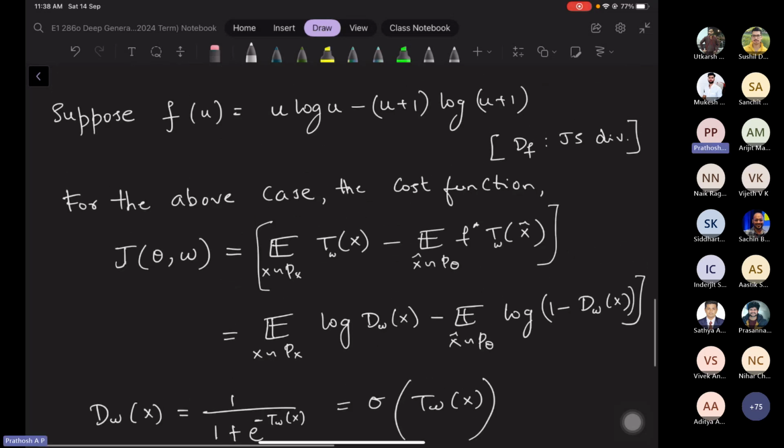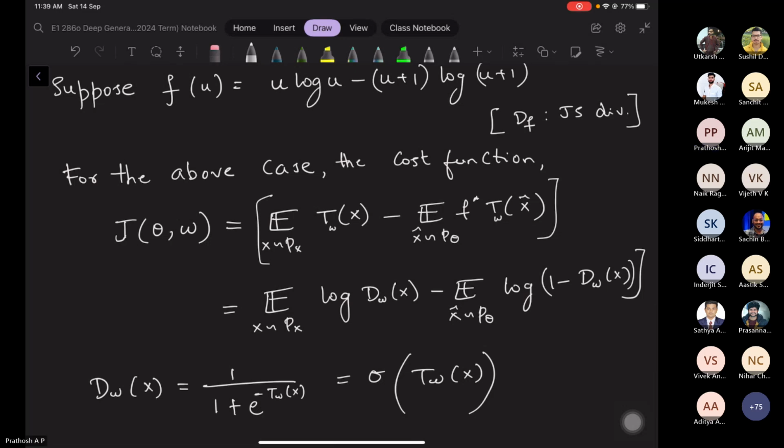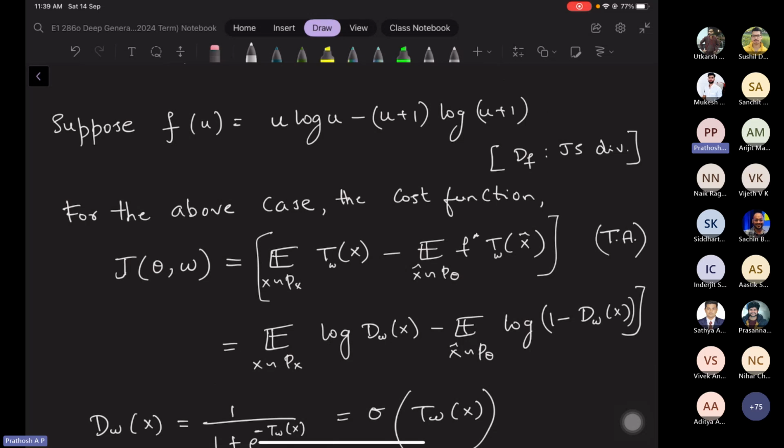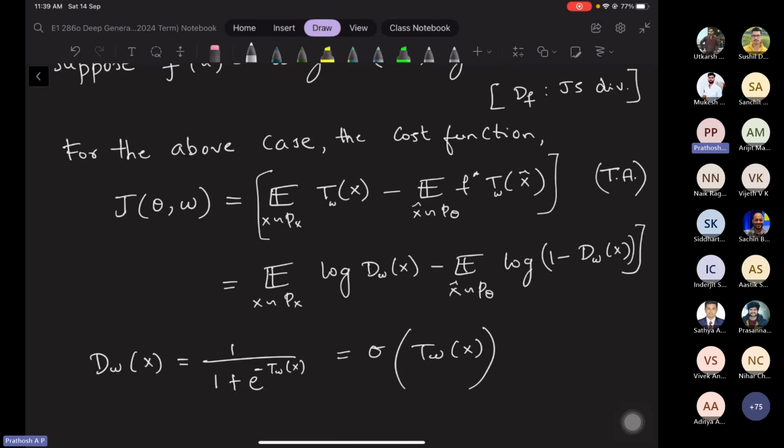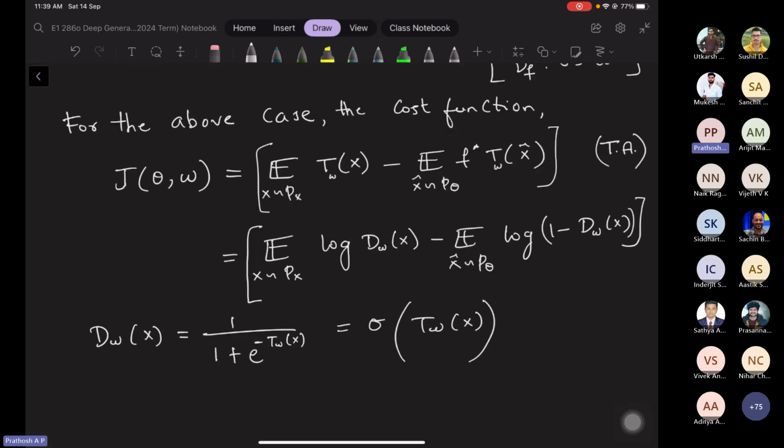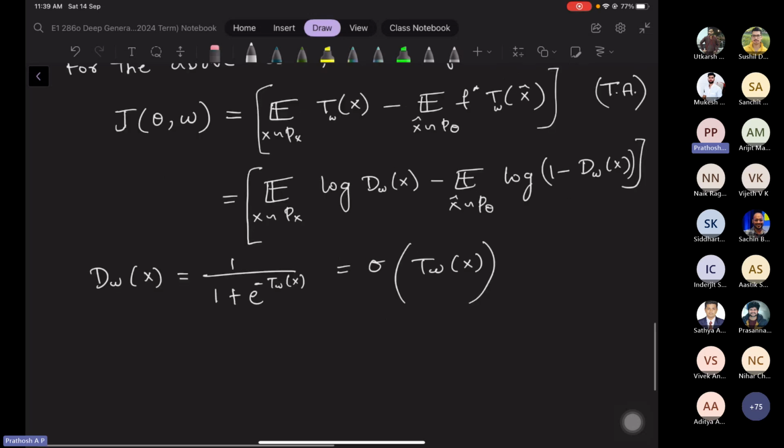So we will make this an item in the TA session. As I said, please take a note of what all is to be done in the TA session, and you should ask Chandan to do that. What is to be done is that you take this f divergence and the corresponding f star and plug them into this equation. If you simplify the algebra, you will get this cost function. Instead of T_w, you represent another function D_w, where you take T_w and put a sigmoid at its output.